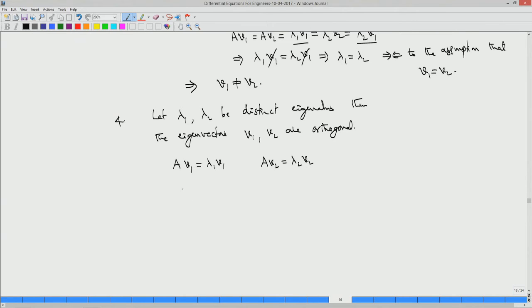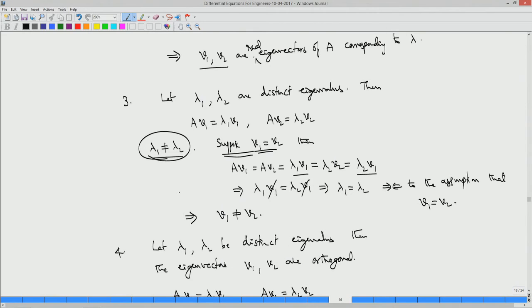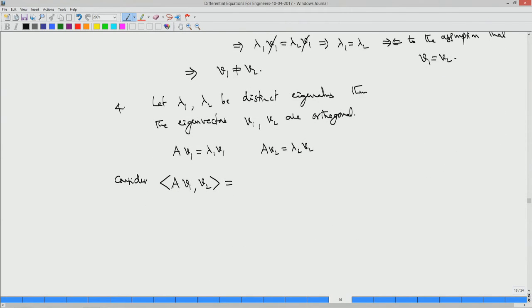Now, what I do is I consider the dot product of AV1 with V2. By definition, because A is Hermitian, and I do not say that it is real symmetric, it is actually Hermitian, so A may have complex entries, this will give me V1 dot AV2. Now, what is the left hand side?